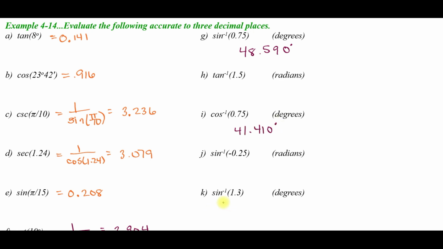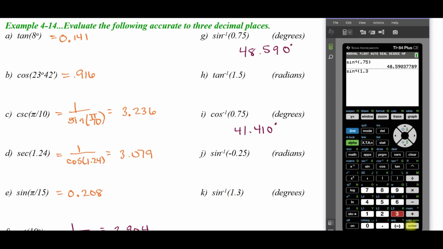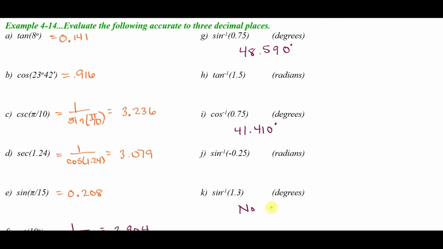And then this last one, we have inverse sine of 1.3. Notice here you get an error. It says domain error. The argument here has to be between -1 and +1. So if you go outside that range, you're going to get this error message, which is fine. And then you can just say this is no solution.